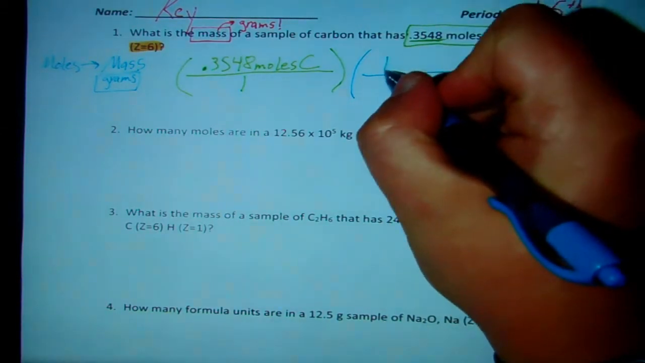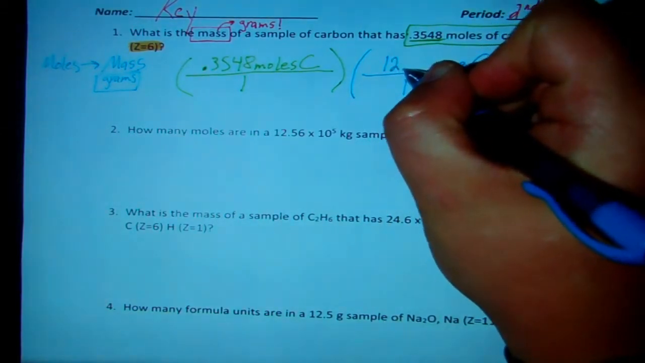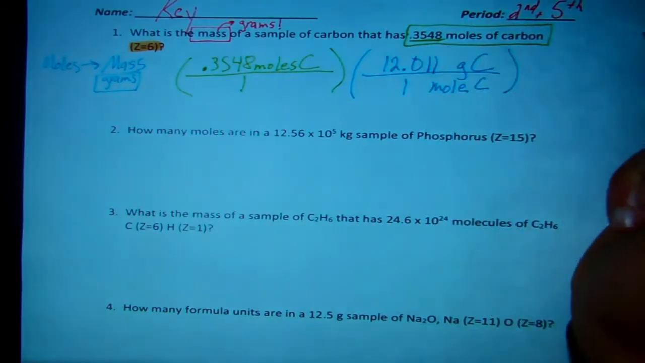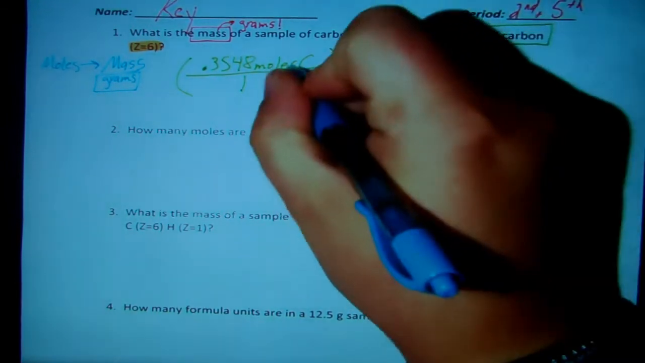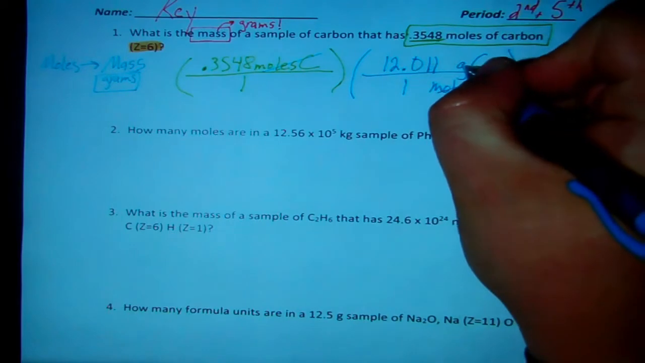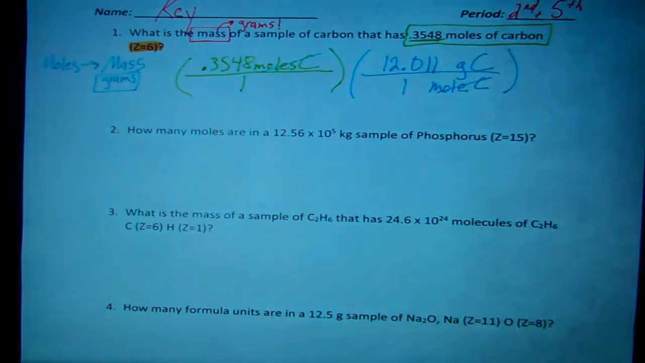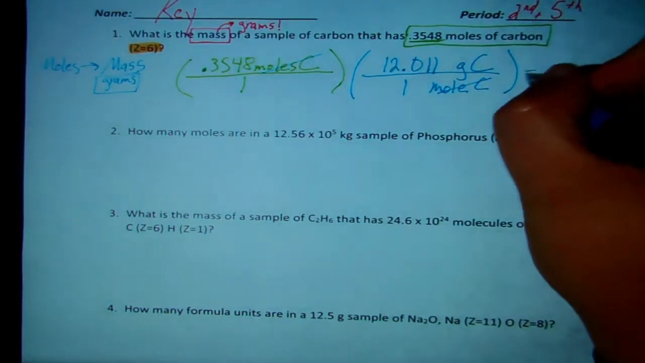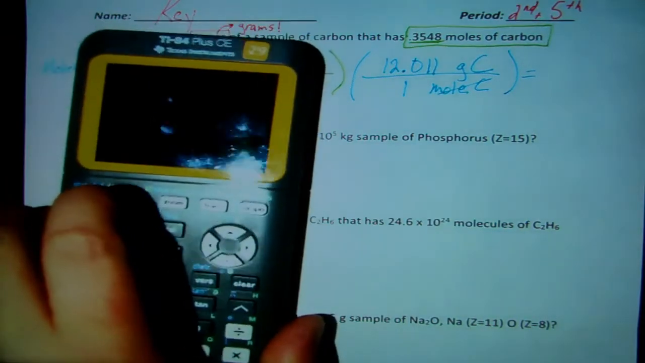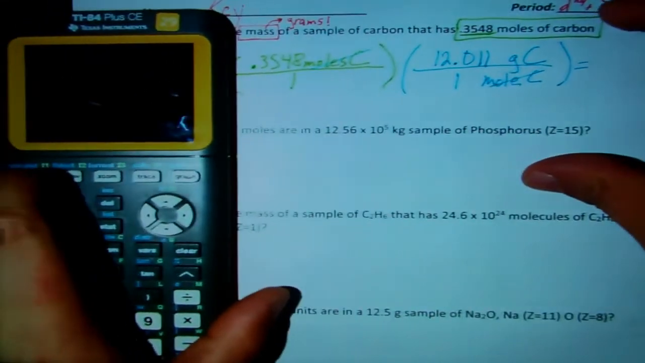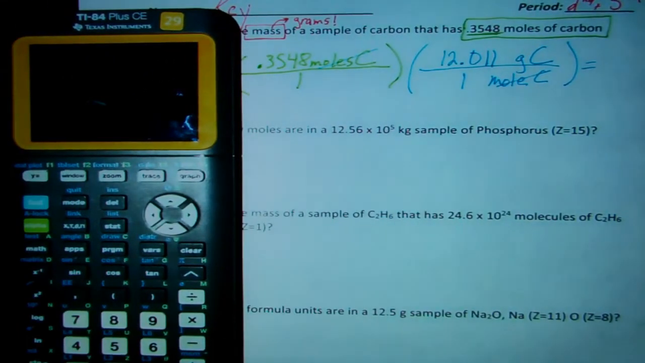So 12.011 grams. So moles cancel. And remember, that number always follows grams. Okay, you're going to see that throughout this whole paper. So in this, I got moles canceled. I'm left with grams. I'm set. I can literally find my answer now. So grab your calculator, and work it out.